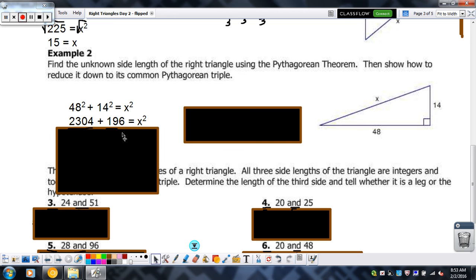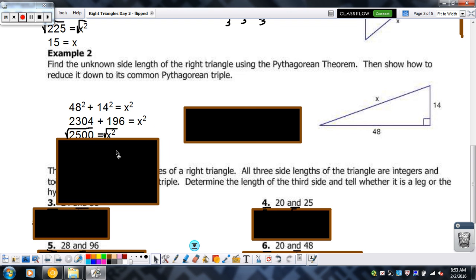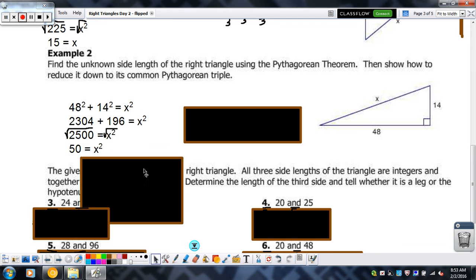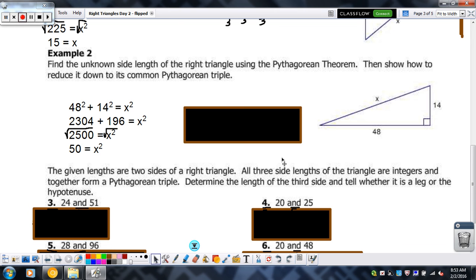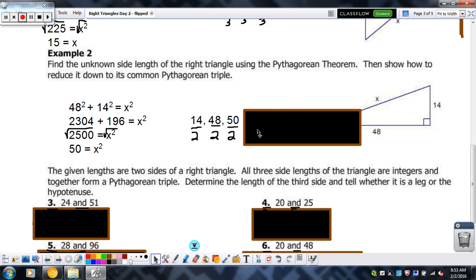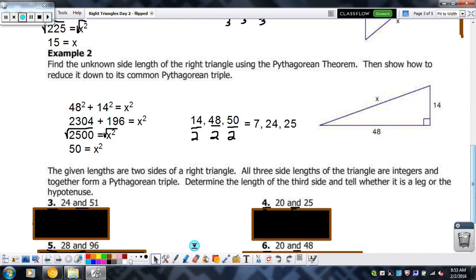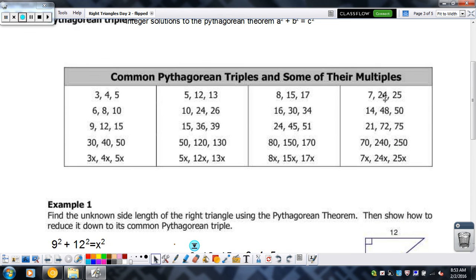Now when you square both those numbers, you get 2,304 plus 196 equals x squared. Combine your like terms and you get 2,500 equals x squared. Square root to get rid of both, and that leaves you with x equals 50. So that leaves me with 14, 48, and 50 as my three numbers. They're all divisible by 2, which gives me 7, 24, 25, which if you notice by scrolling up is one of our common Pythagorean triples.